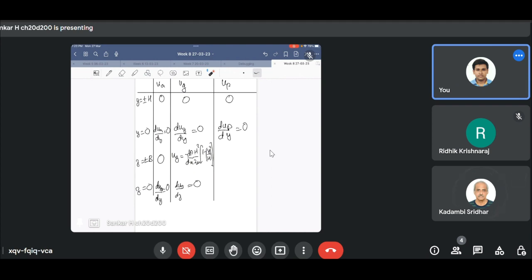This statement applies everywhere, it doesn't matter where, but we are only looking at z equal to 0 at the center. Although this equation is valid everywhere, we are only looking at the center right now. Now, based on these two statements, how can we write the boundary conditions for the particular solution? What will be the boundary condition at z equal to plus or minus b?